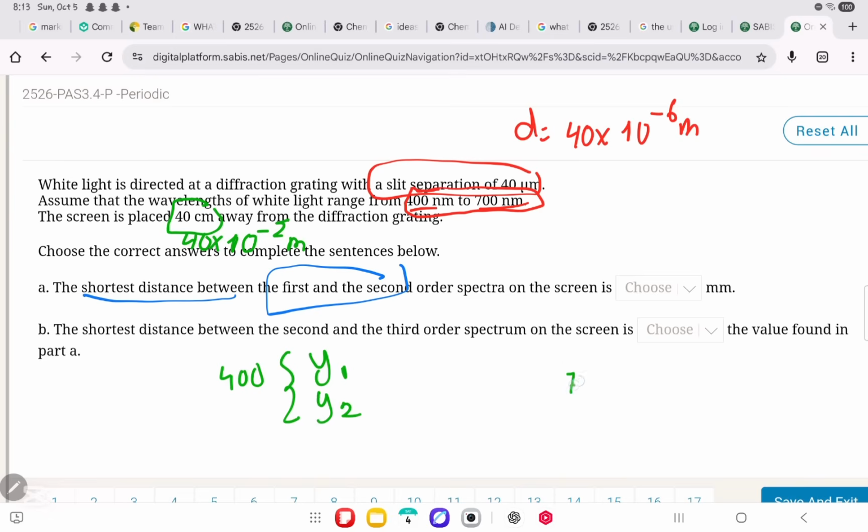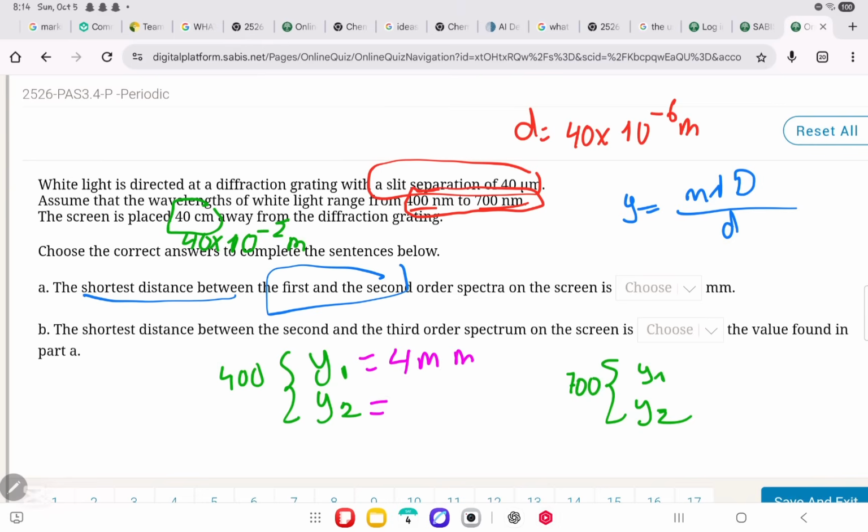And then when it's 700, we'll also find what? We'll also find y1 and y2. How do we find that? Very simply, we will use the equation y equals m lambda capital D over small d. So for the first one, y is equal to 1 times 400 times 10 to the power of minus 9 times capital D, which is 40 times 10 to the power of minus 2, over 40 times 10 to the power of minus 6. And this will give us an answer of 4 millimeters, okay?